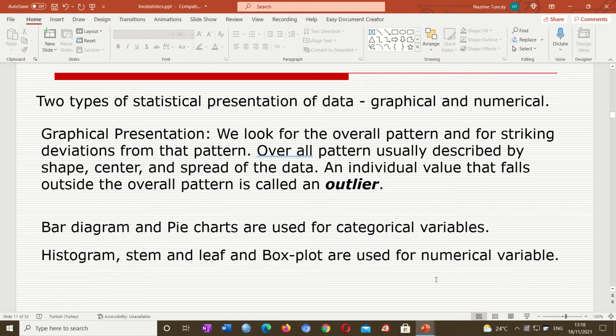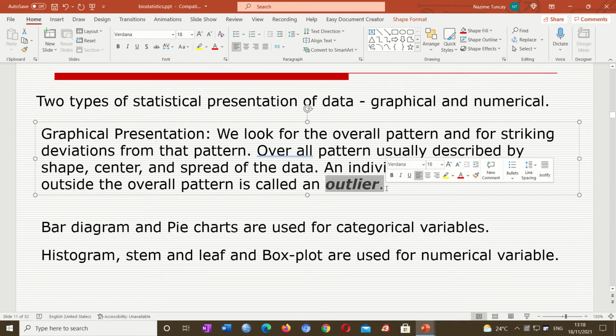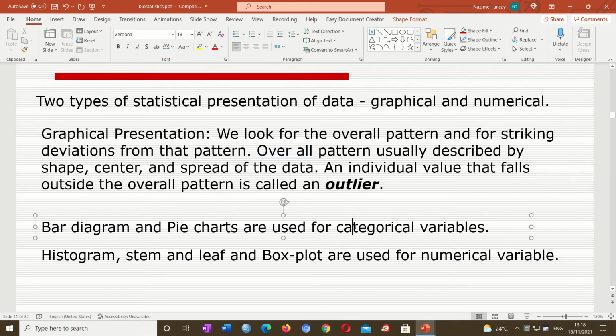Now, here, we are going to see a different concept, a different word: outliers. We are going to learn outliers now, okay? So bar diagrams and pie charts are used for categorical variables. Don't forget it.